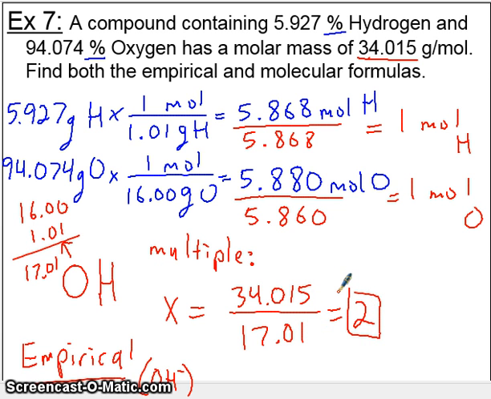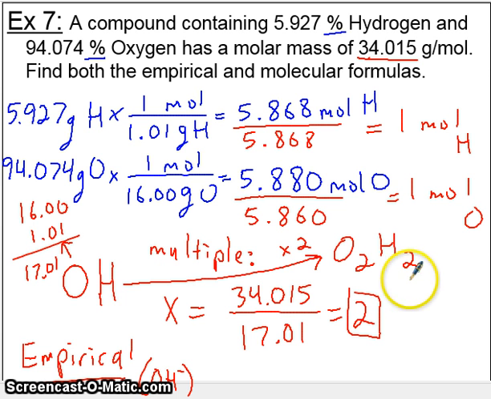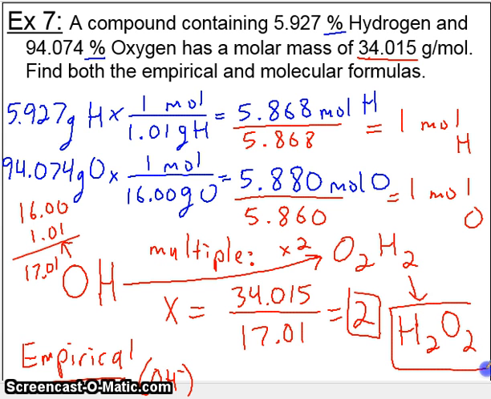So again, the empirical formula is 2 times smaller, or the molecular formula is 2 times bigger, which means our real formula is not OH, our real formula is O2H2. And actually, hydrogen is written first usually, so this is H2O2, the formula for something called hydrogen peroxide. Hydrogen peroxide. We've used this compound before, and you have a bunch of it probably at your house. It's in those brown bottles.